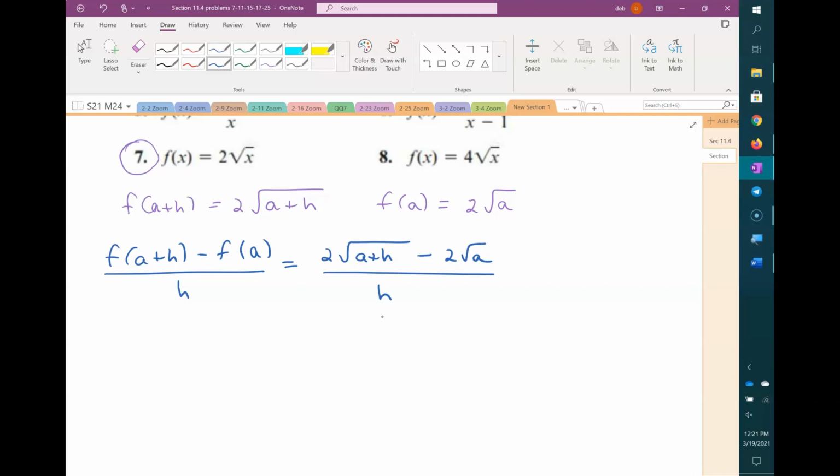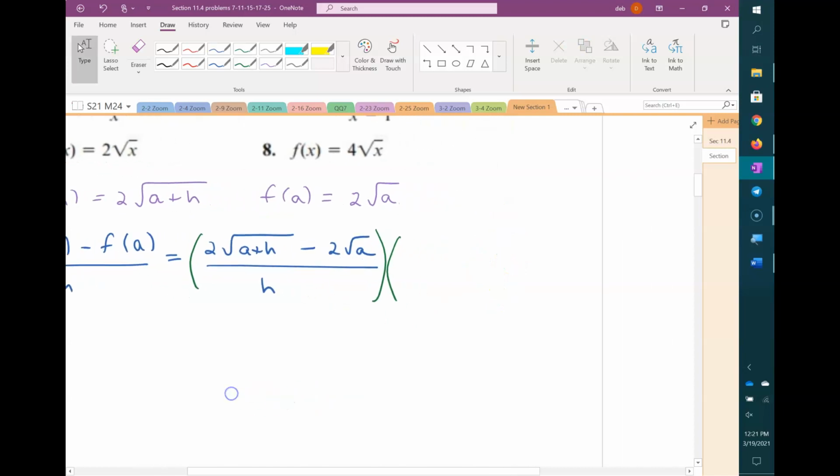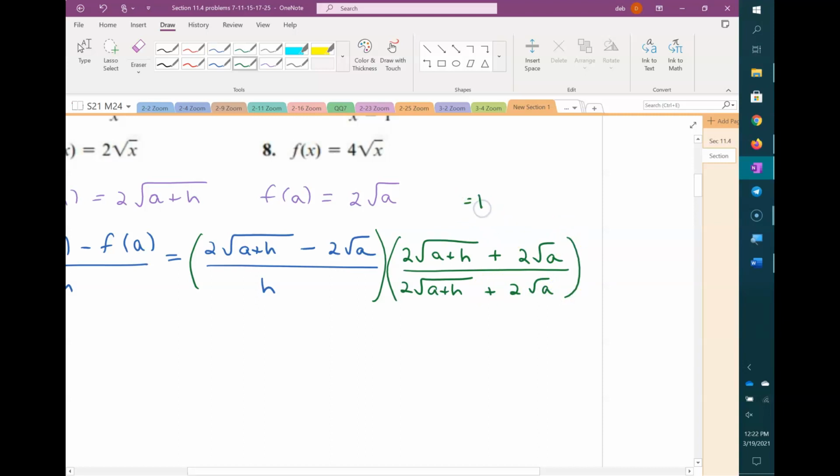So I know that's not what I should do next, but I need to multiply by the conjugate of the numerator, which says take the same two guys, 2 square root of a plus h and 2 square root of a, and there's a minus between them in the blue, so we put a plus in between them. And then we can't just multiply the numerator by something, we need to multiply by 1. Well, the same thing over itself is always equal to 1, no matter what a and h are.